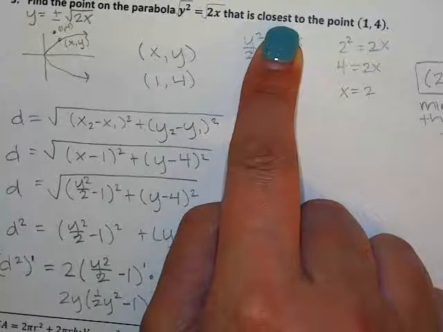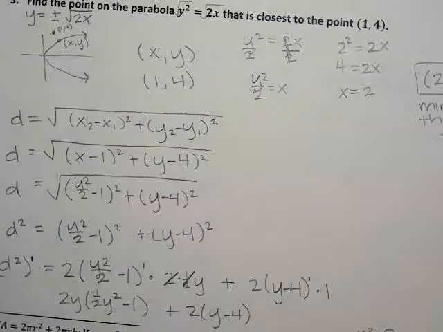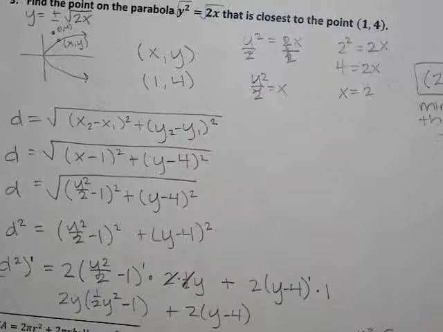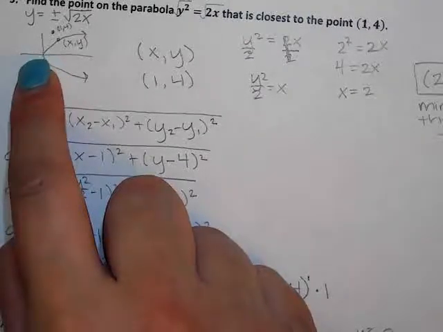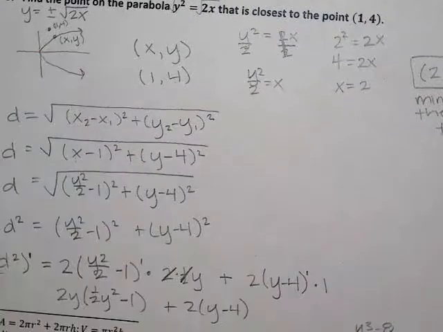Minimizing is saying critical value, take the derivative, find the critical point, then use your sign chart to make sure it's a minimum. So you're not finding the vertex, you're taking the derivative, finding the critical point, and then making sure it's a relative minimum. 2, 2, 2, 2 is this point right here.